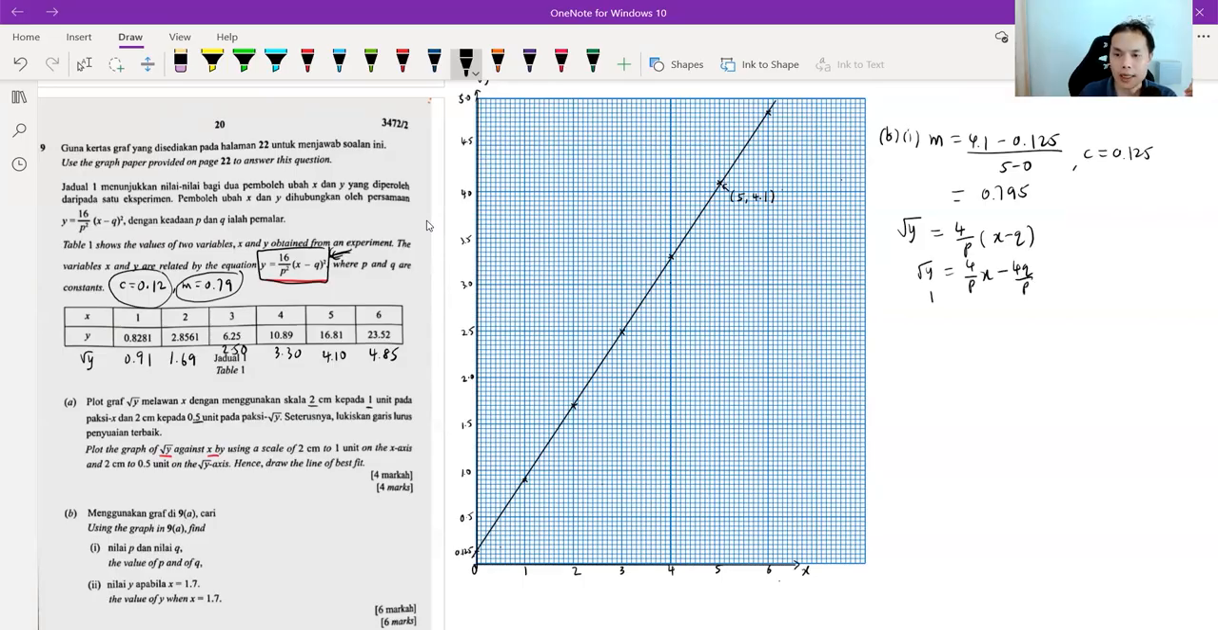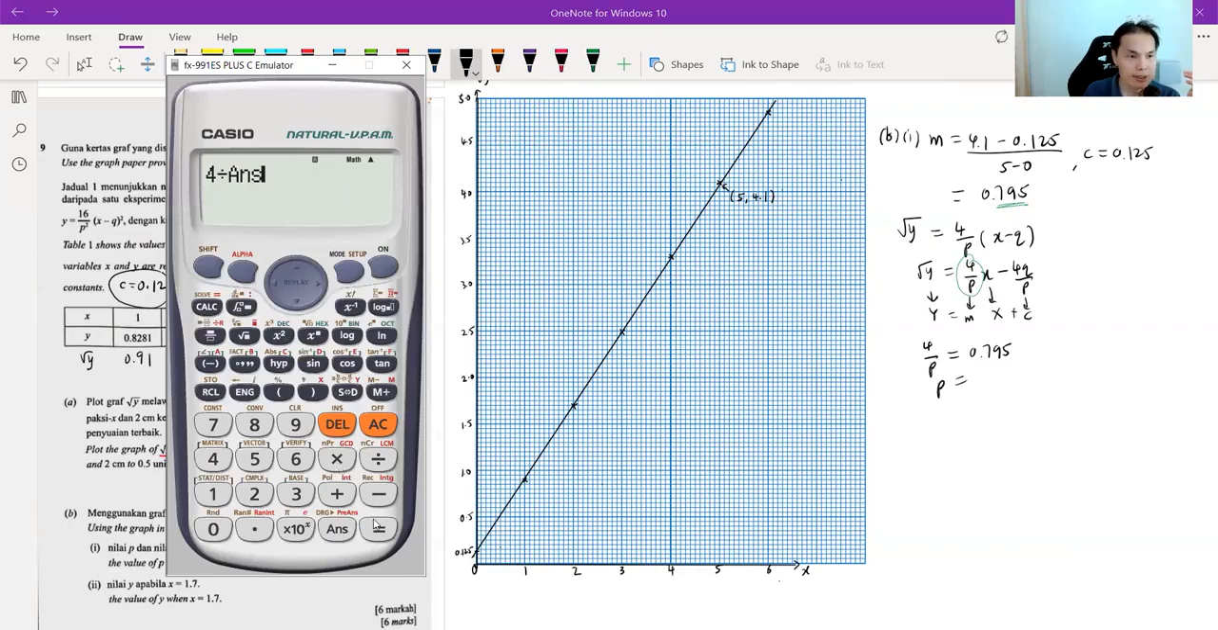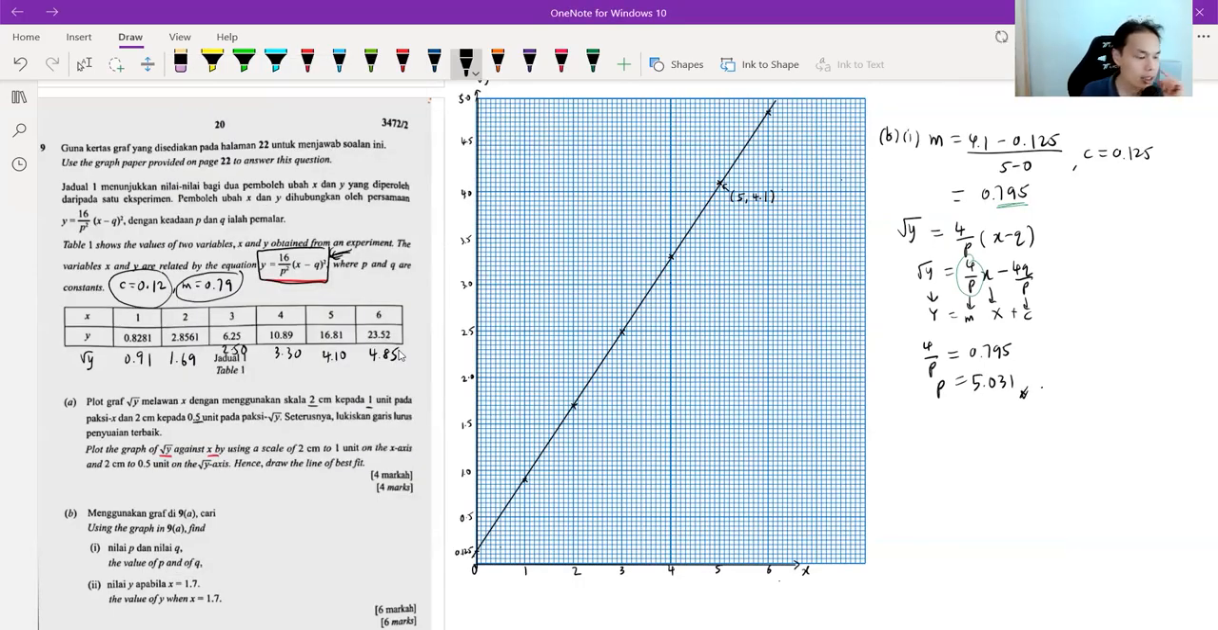So this is your big Y, this is your gradient, this is your x, and this is your c. Now I need to compare the gradient that I got from my graph and the gradient from my equation when I convert to linear form. So here I have 4 over p equals 0.795. Bring the p up, bring the 0.795 down. 4 divided by answer. Yep, I got 5.031, which is very close, right?